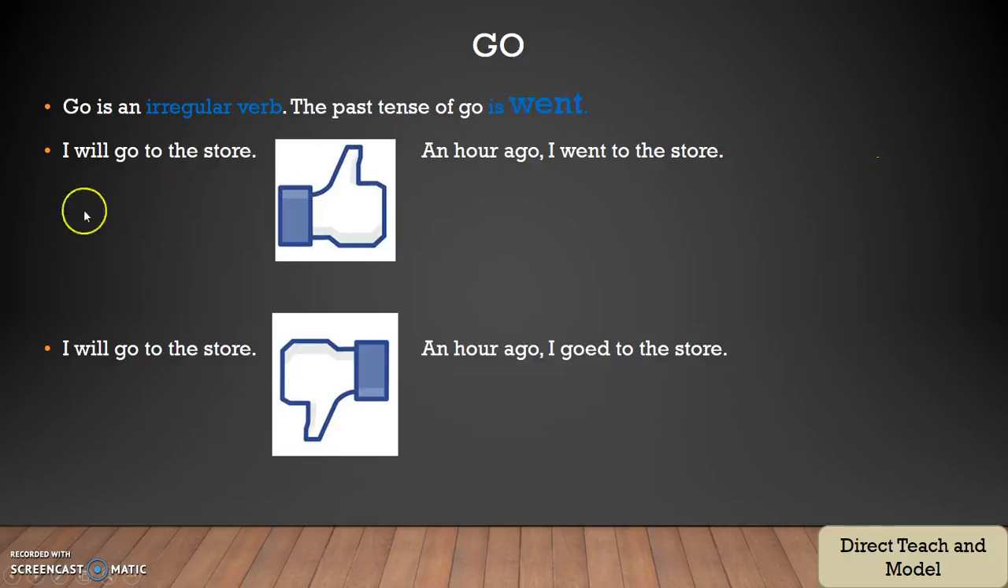Think about these two sentences. I will go to the store. An hour ago, I went to the store. I will go to the store. An hour ago, I goed to the store. Go is an irregular verb, and the past tense of go is went. We do not say, I goed to the store. It's an irregular verb, and therefore it cannot have an ed, a d, or an ied added to the end.